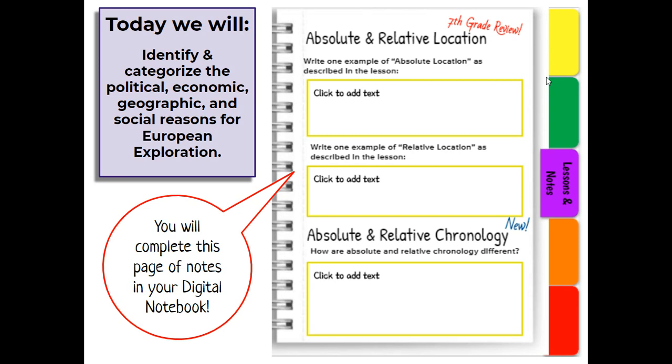You're going to be starting on this page of your interactive notebook. You should see this notes page. We're going to do a quick review of 7th grade absolute and relative location, and then we're going to apply it to our 8th grade skill, which is absolute and relative chronology. Chronology is the study of time, chrono or chronological. We also have the term chronicle, that prefix chrono meaning time, the study of time, chronology. Today, we're going to identify and categorize the political, economic, geographic, and social reasons for European exploration.